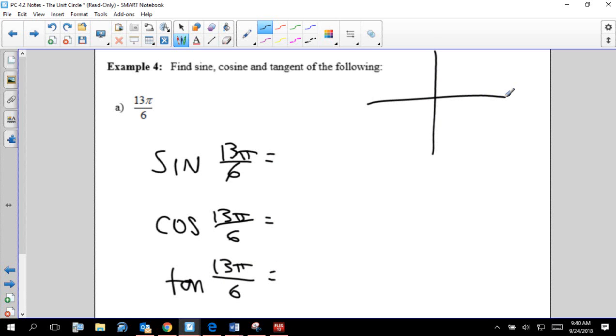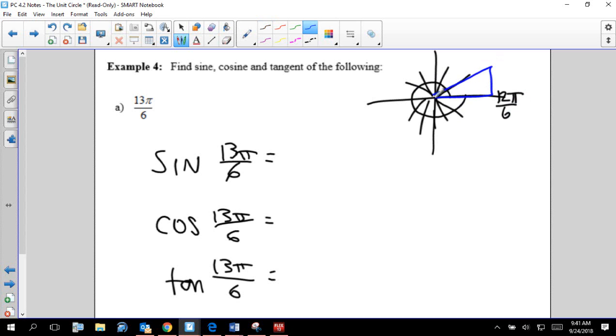Pi over 6. So I'm going to start thinking, what is pi over 6 in degrees? Pi over 6 means 180 divided by 6. What is it? 30. So 6 of them fit in the top. How many fit in the whole thing? 12 pi over 6 is all the way around once. So to do 13 pi over 6, we're going to go one more spot.